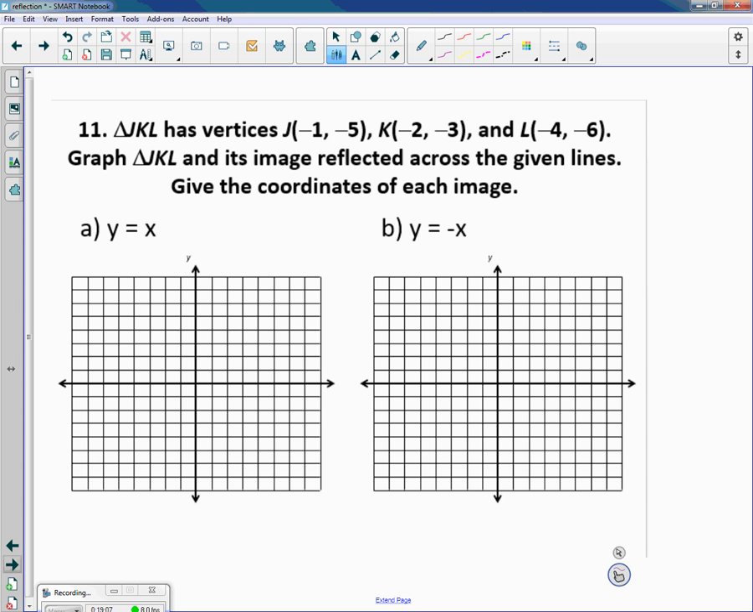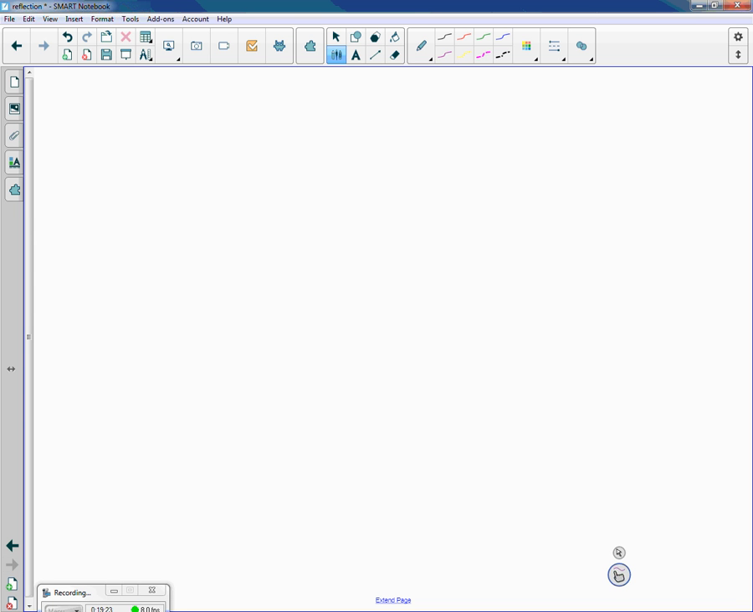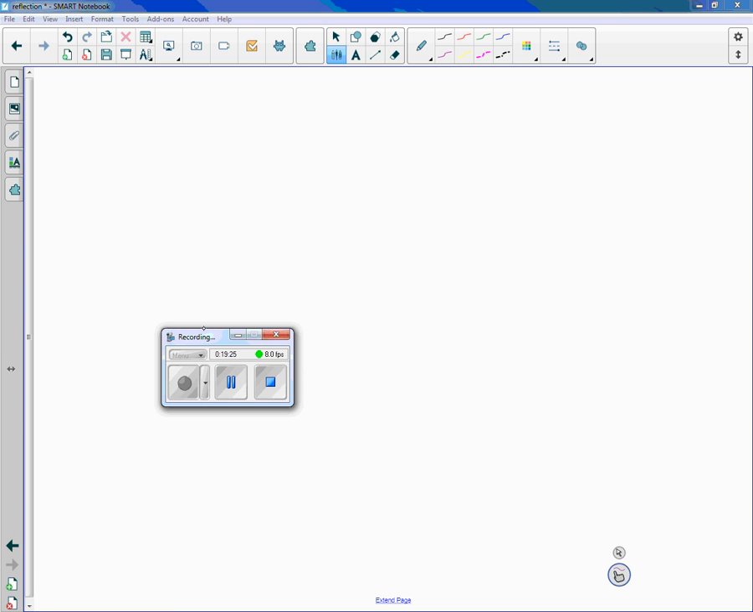All right? And then you need to graph these and tell me the y equals x or y equals negative x. Again, you do not need to graph them. If you just want to write the ordered pairs right here, you can. It's up to you. Okay? And that is it. You have one more video to watch after this.